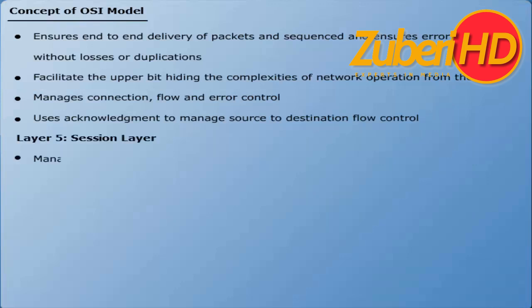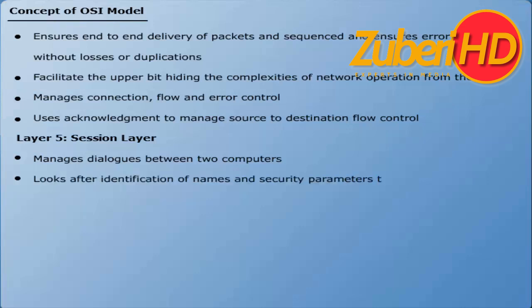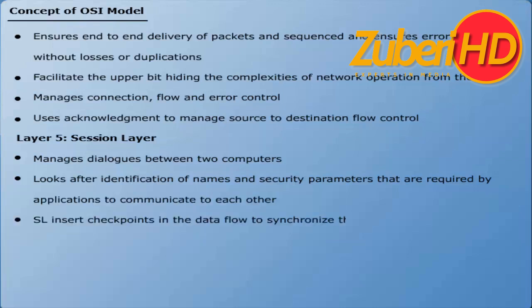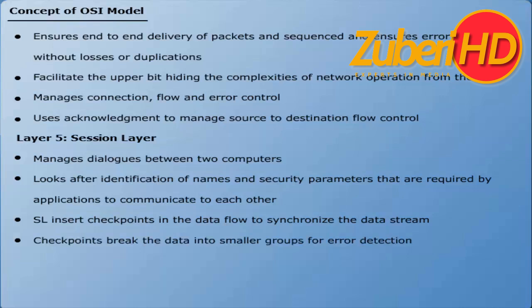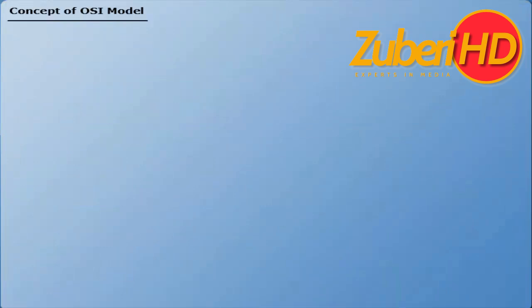Layer 5. Session layer. The session layer manages dialogues between two computers. It looks after identification of names and security parameters that are required by applications to communicate with each other. The session layer inserts checkpoints in the data flow to synchronize the data stream. The checkpoints break the data into smaller groups for error detection. The session layer also incorporates protocols to resume dialogues that have been interrupted.